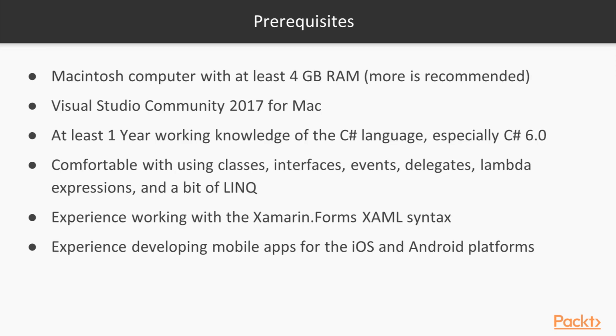So some of the prerequisites you would need to do this course. You'll need to have a Macintosh computer with at least 4 GB of RAM. More is recommended. You will need to have Visual Studio Community 2017 for Mac installed. You will need to have at least 1 year working knowledge of the C# programming language, especially C#6. You'll need to be comfortable with using classes, interfaces, events, delegates, lambda expressions, and a bit of LINQ. You'll need to have experience working with the Xamarin.Forms XAML syntax, although that's optional, but it would help. And you'll need to have experience developing mobile apps for the iOS and Android platforms.